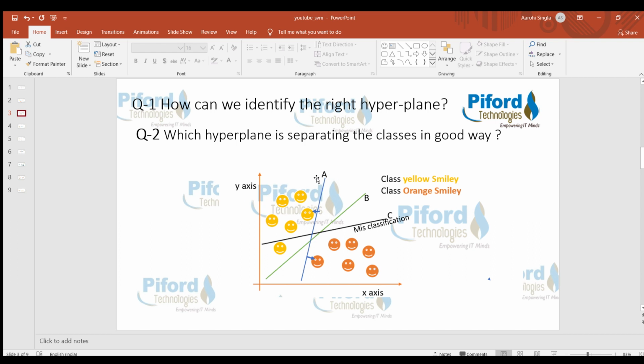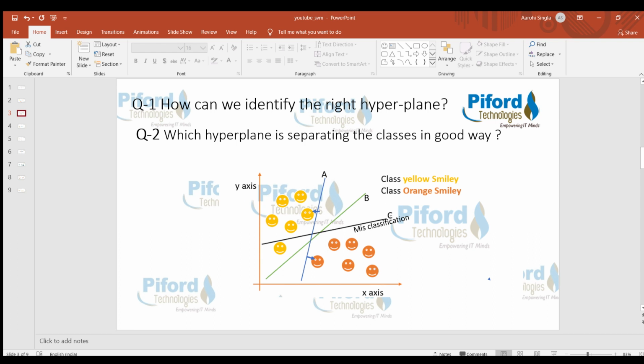Let's talk about hyperplane A, this blue line. If you see this blue hyperplane, you can see that this yellow smiley data point is very close to this hyperplane, and this orange smiley is again very close to this blue hyperplane. But the classification is correct over here. Both the classes are classified properly, but the distance between this data point and this line is very less, and the distance between this orange smiley and this line is very less.